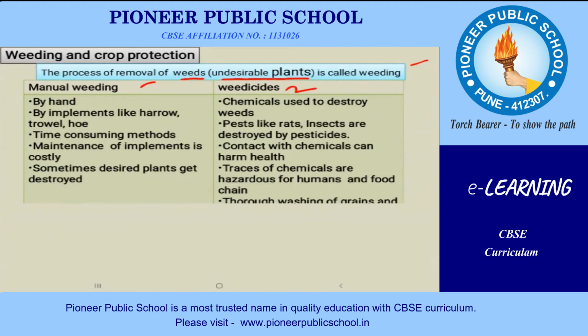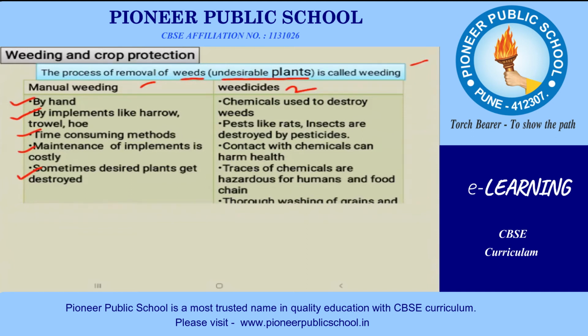Now, dear students, here we are studying not only weeding but crop protection too. When we do manual weeding, we do it with the help of hands, and we need to use implements like harrow, trowel, hoe, etc. This method of manual weeding is very time-consuming, and maintenance of implements is also costly. When we do weeding with our hands, we can sometimes destroy our desired crop plants too. So that's why most farmers nowadays use weedicides.